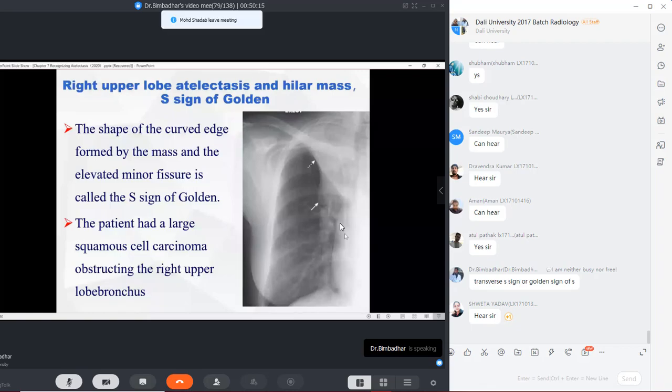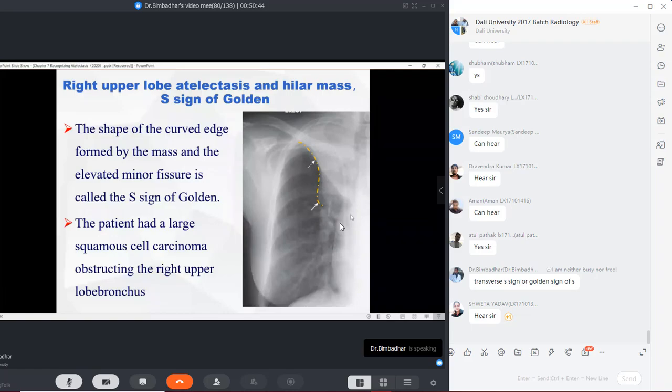Okay, and I can also see that there is a central line placement here. This is the brachiocephalic vein that is coming down. The central line is entering into the superior vena cava of the heart. So this opacity you are looking at is the central line. Okay, right. You see here, this is the minor fissure, shifting up of the minor fissure along with the mass. So this is the golden sign of S, which is a characteristic feature of upper lobar atelectasis along with a hilar mass.